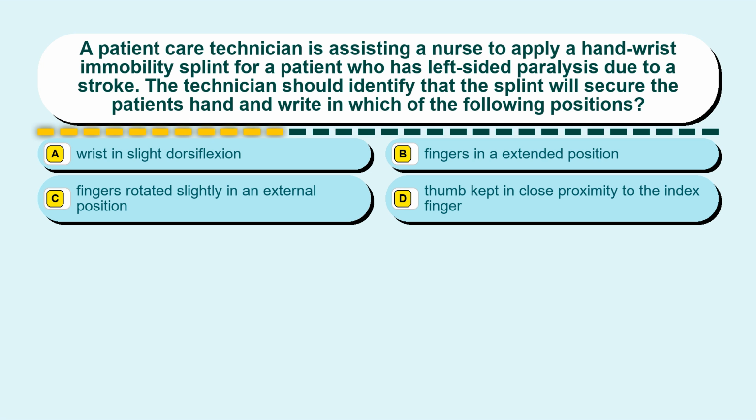Option A, wrist in slight dorsiflexion. Option B, fingers in an extended position. Option C, fingers rotated slightly in an external position. Option D, thumb kept in close proximity to the index finger.